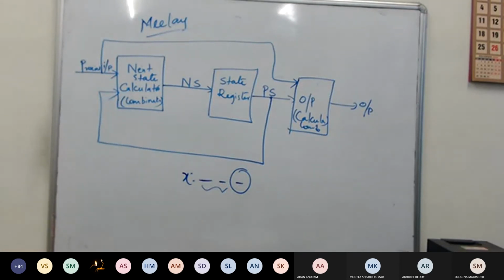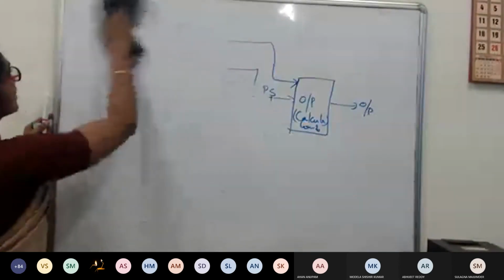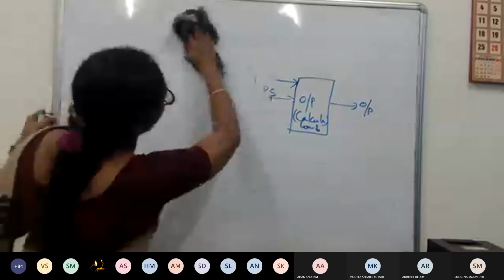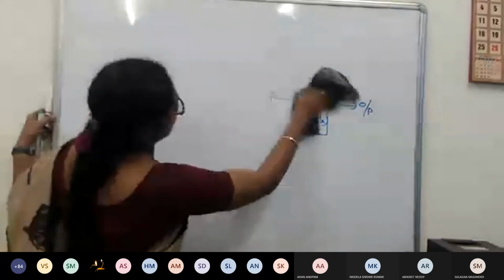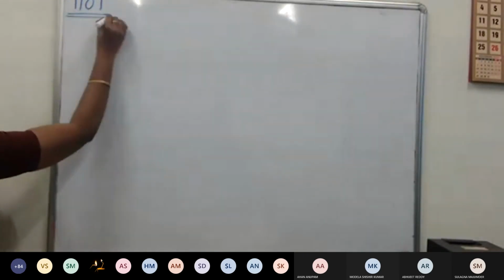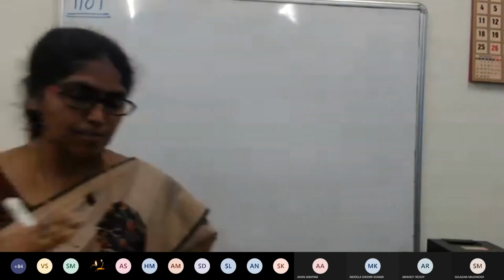Now let us consider an example. I'm erasing it. Let us consider an example of this. Actually, I have a meeting at 3:15, but I can finish it. Now the sequence to be detected is 1101. Now please write down step by step.